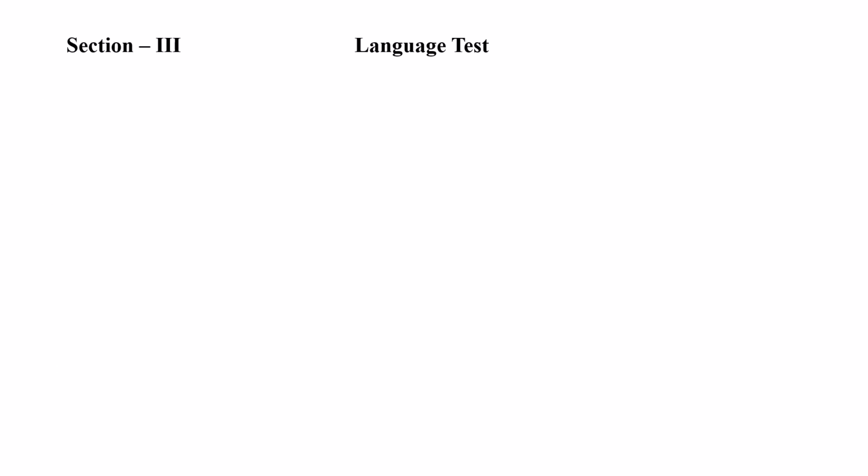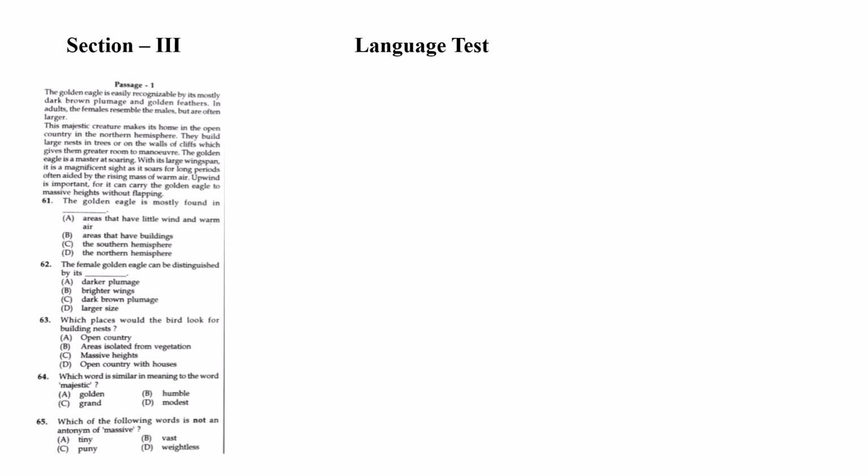Let us see what is there in this. There is a passage given here and we need to answer the questions related to that passage one by one. So let us directly jump into the question first, then if required we'll read the passage. This says the golden eagle is mostly found in dash. So we need to refer back to this passage. In the first paragraph itself, we'll find the answer.